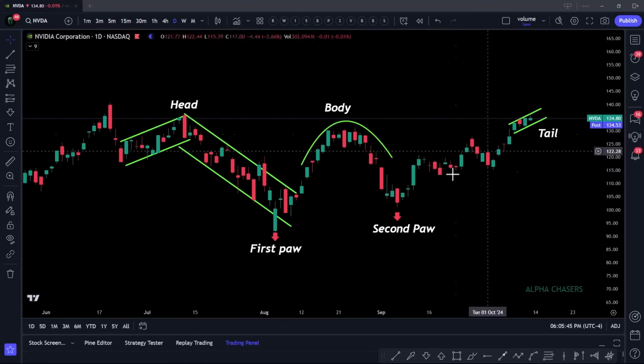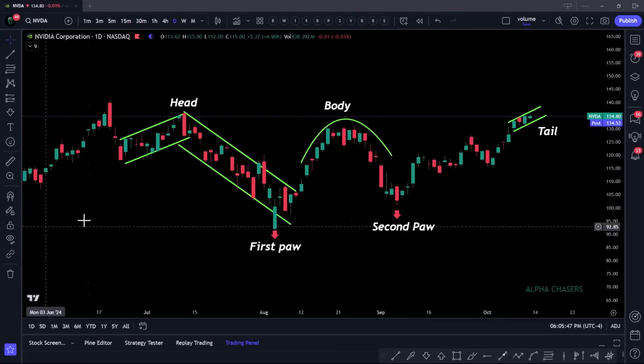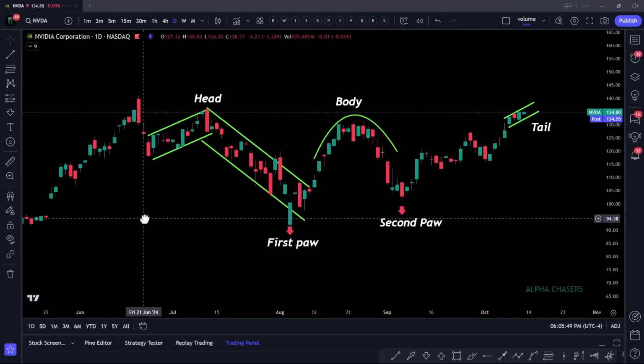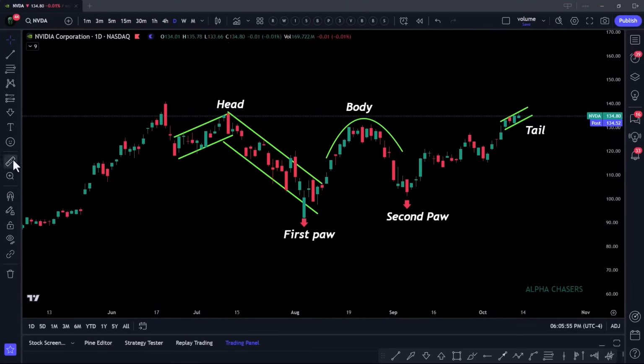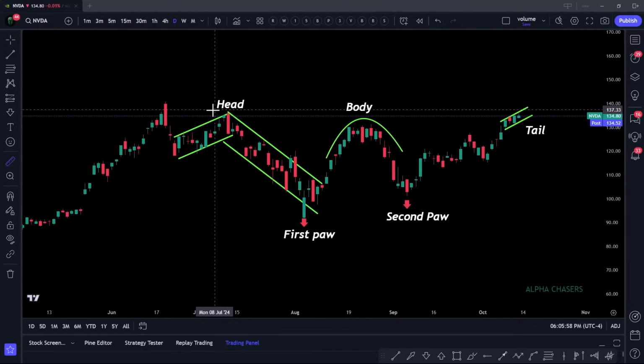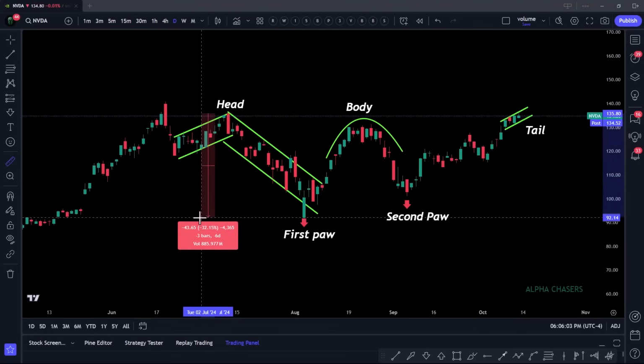So here's the tail. So then the question becomes, that's great. How do you measure what the move is? So this is how you pick your target. You take the head and you measure down from the head to the bottom of the first Paul, and you're going to get a number. And that number is 43 points.